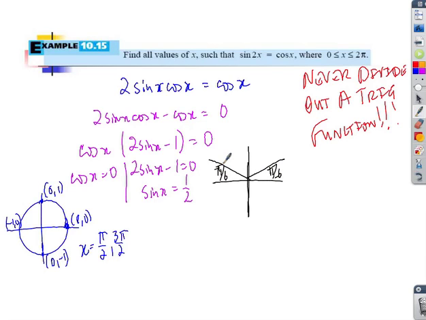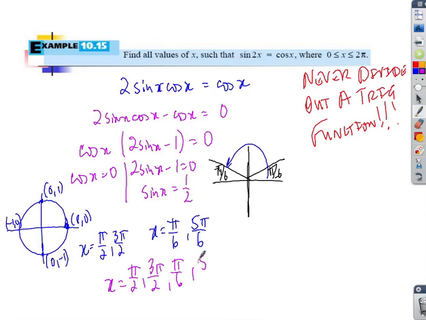So the two answers for this are x equals pi over 6, or in the second quadrant, 5 pi over 6. And again, we're only allowed to go between 0 and 2 pi. So these would be the 4 answers. You have 4 answers in this case. x equals pi over 2, 3 pi over 2, pi over 6, or 5 pi over 6.